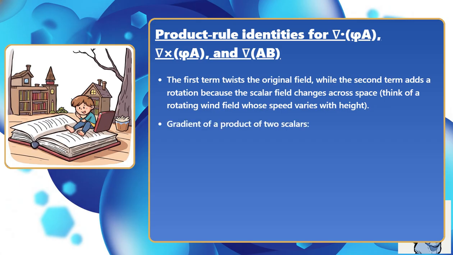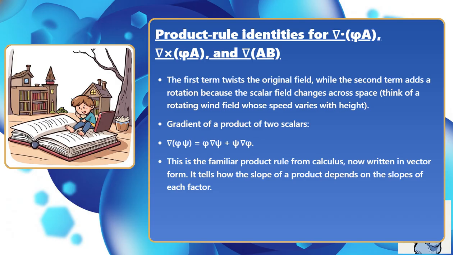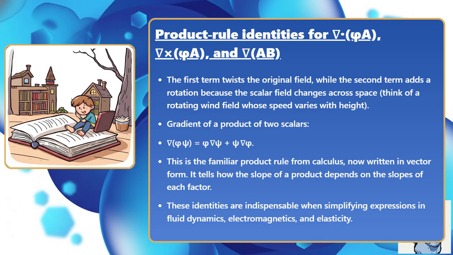Gradient of a product of two scalars. Del phi psi equals phi del psi plus psi del phi. This is the familiar product rule from calculus, now written in vector form. It tells how the slope of a product depends on the slopes of each factor. These identities are indispensable when simplifying expressions in fluid dynamics, electromagnetics, and elasticity.